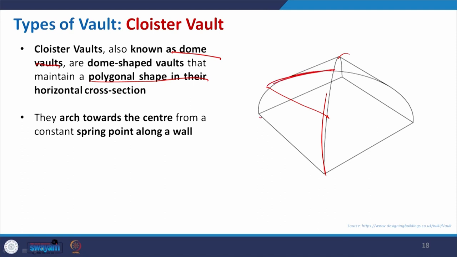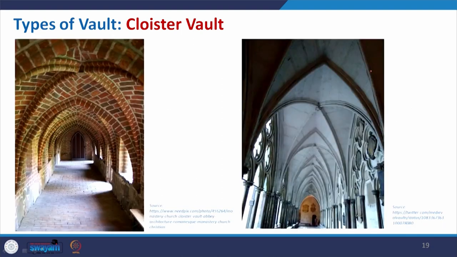The arches go towards the center from a constant point, the spring point along the wall. So this particular point is the spring. From there they come to a center and meet each other to create this cloister vault. This is an example where you can see how it is formed. This is one arch and this is one arch, so they are diagonally crossing each other. This is the same here as well, and they create this kind of vault.